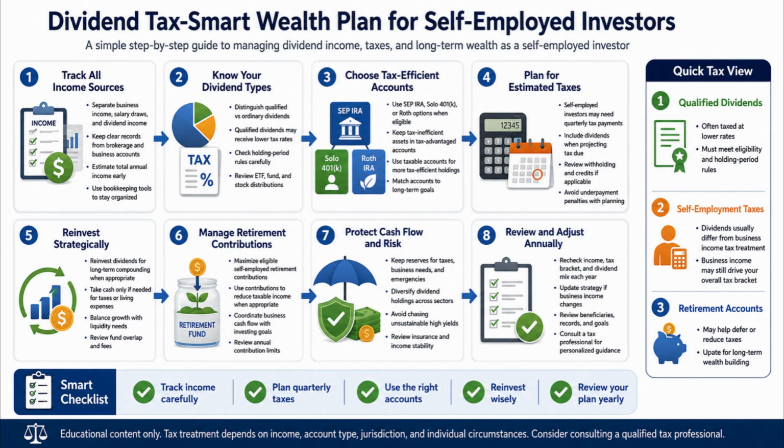To begin with, self-employed investors often have multiple income sources, so the first step is to track everything clearly. This may include business income, salary draws, freelance earnings, and dividend income from brokerage accounts. By keeping business income and investment income organized, it becomes easier to estimate taxes, plan cash flow, and avoid confusion during filing season. Therefore, good bookkeeping is the foundation of a tax-smart wealth plan.